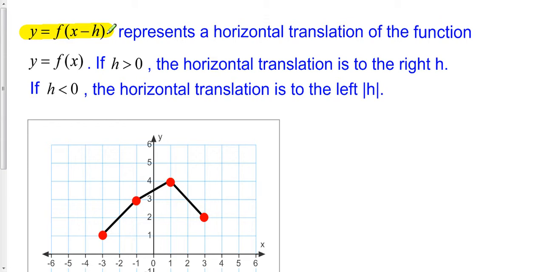In this instance, if h is greater than 0, the horizontal translation is going to move the graph to the right h. If it is less than 0, the horizontal translation is going to move the graph to the left, the absolute value of h. So let's do a couple of examples.